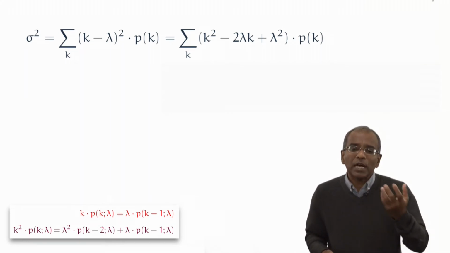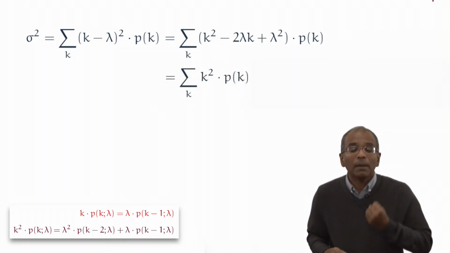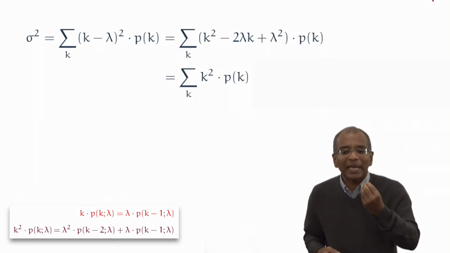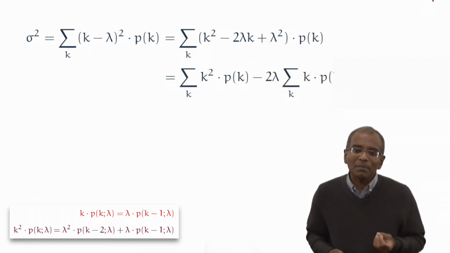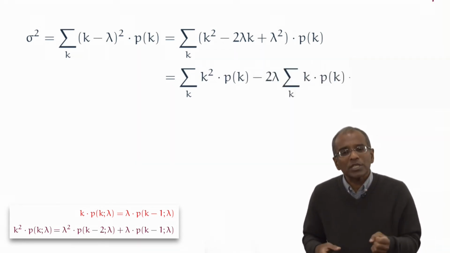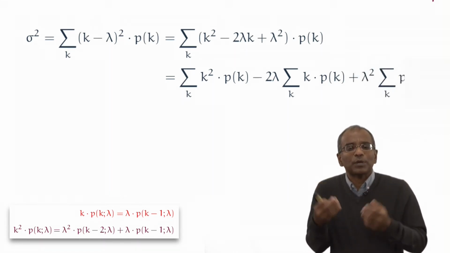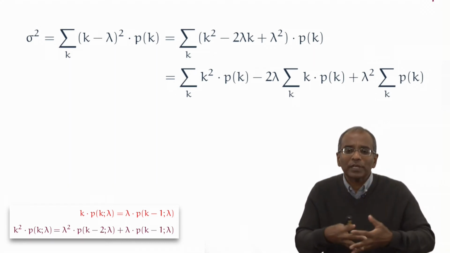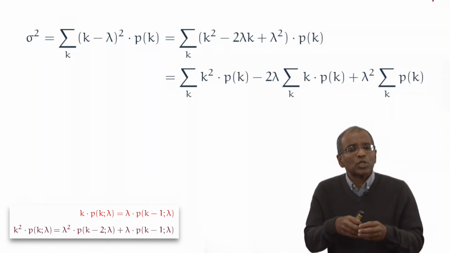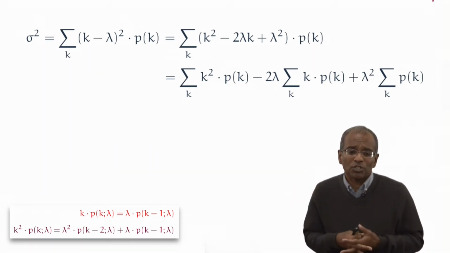So, we group the terms involving k squared together, form a sum. Group the terms involving k together, form another sum. We can pull 2 lambda out of the sum because it's a constant. And finally, take the last term, lambda squared times p of k, form a sum involving those terms. Again, lambda squared comes out of the summation because it is a constant.